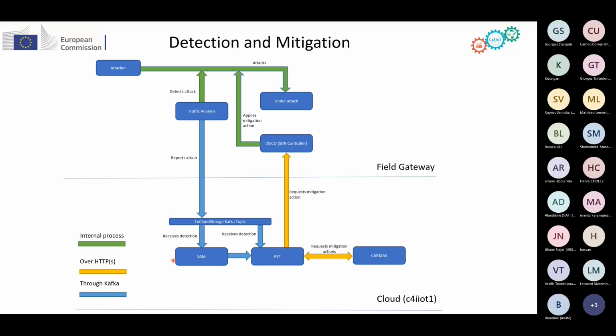which, as we mentioned earlier, contains a list of the assets, so it will use this information about the specific assets and extra information to enhance the message that was produced by the traffic analysis module, and then send it again to the AVT. Now, the user of the AVT will request mitigation actions from Karmas. Karmas is a module that suggests mitigation actions depending on the threat that is detected, but I'm sure Camilo will elaborate on this in the next presentation. And then the user can, through the AVT, apply the mitigation action suggested by Karmas and block the attack.